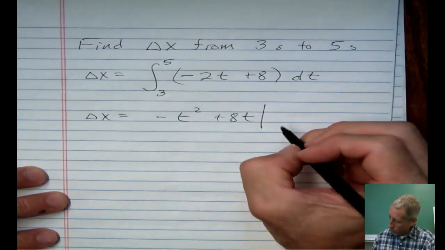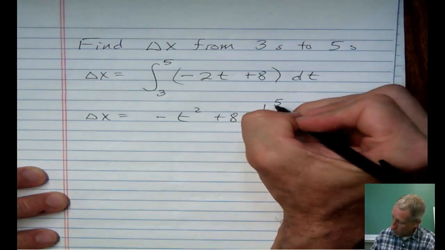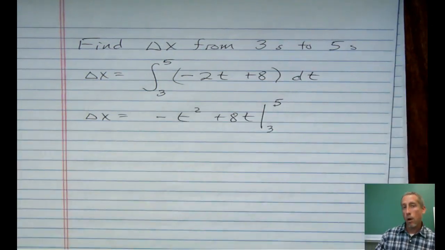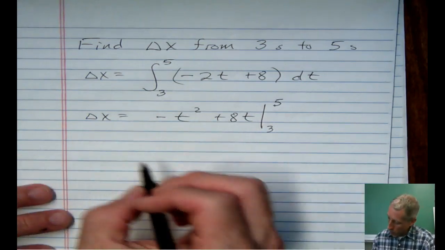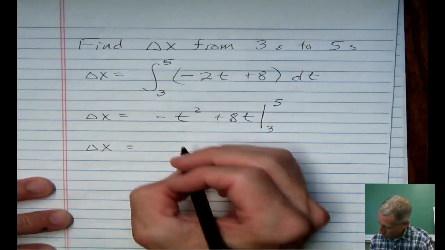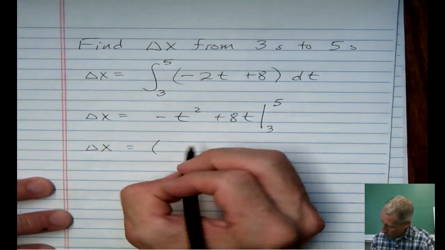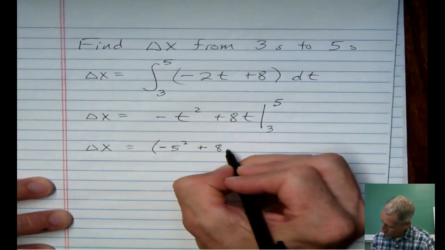And then you put the little line here to remind yourself that this is what we refer to as the limits of the integral, your upper limit and your lower limit, sometimes called the upper bound and the lower bound. But they're just the values that you put into the function when you're calculating the displacement. So again, just showing it explicitly here. Again, negative 5 squared plus 8 times 5.